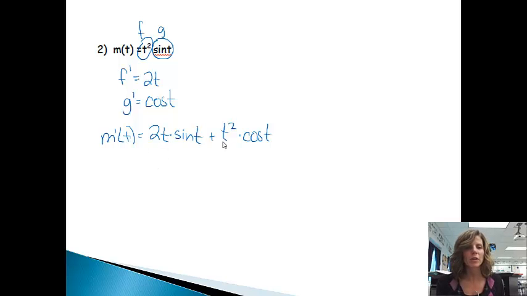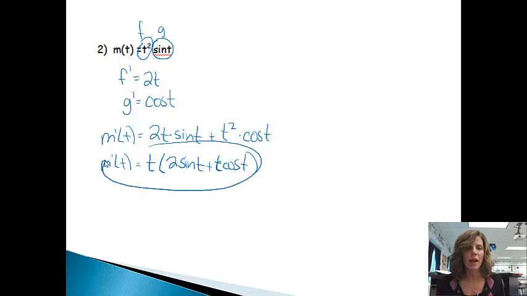I notice that both terms have a t, so I'm going to factor out a t. What I'll have left is 2 sine t plus t cosine t, and that will be my derivative. Let's try one more. This next function is 3 sine x cosine x. This is a product because the sine x is being multiplied by the cosine x. I'm going to let my first function be 3 sine x. We do need to include that 3 in one of the functions. And then my g will be cosine of x.